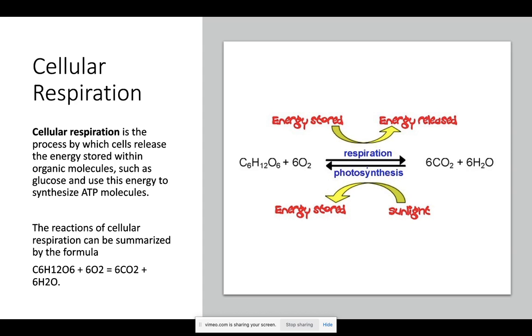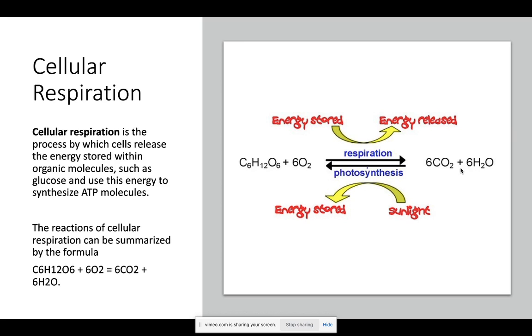So, cellular respiration is going to be the process in which we take glucose, and you can see it being depicted here in the molecular formula as C6H12O6. And we're going to take this glucose and this oxygen that's present, and we are going to break that down into 6 molecules of carbon dioxide and 6 of water.